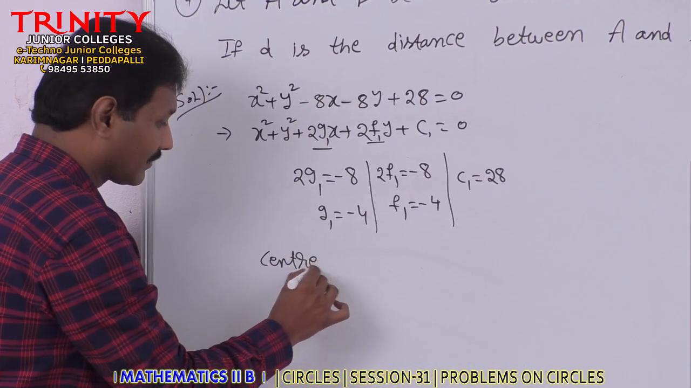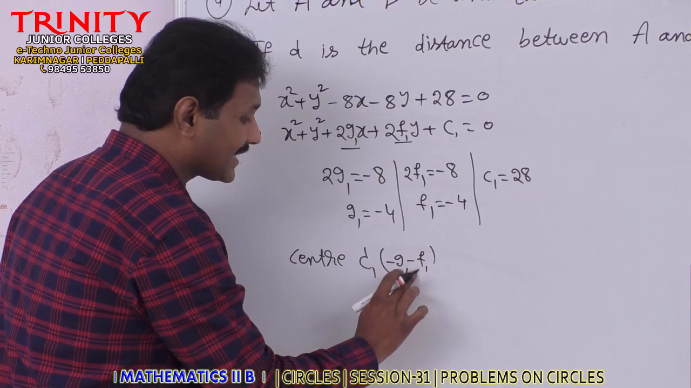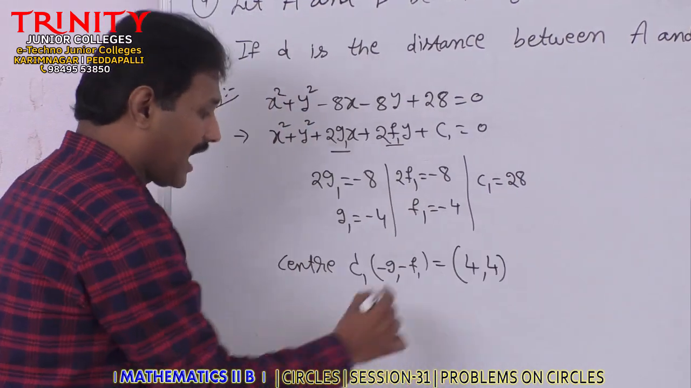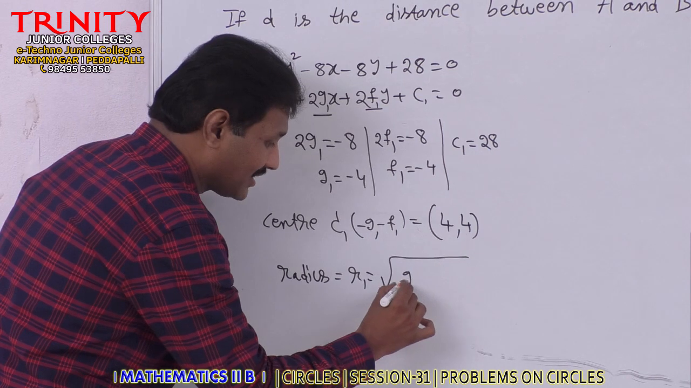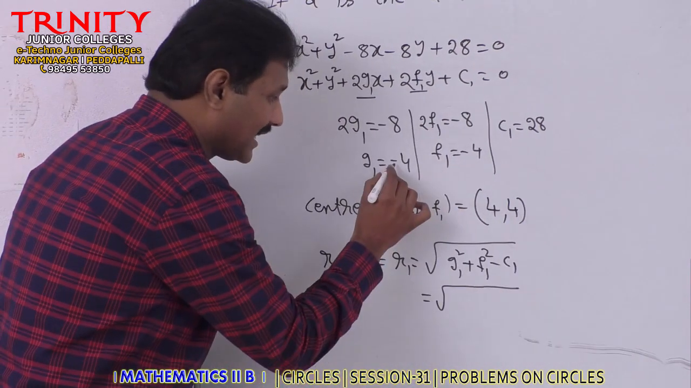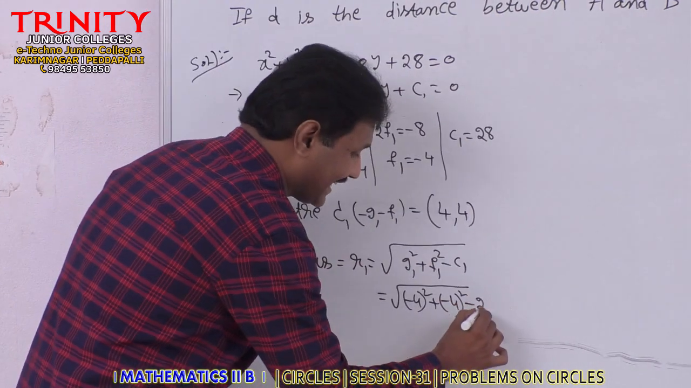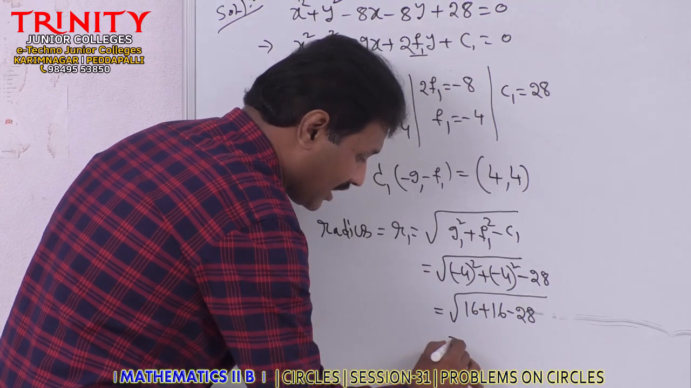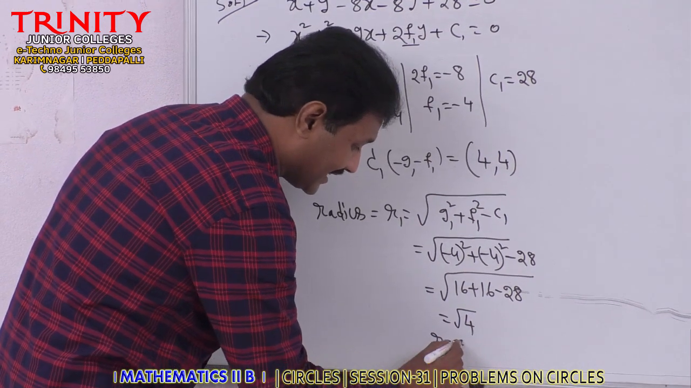The center of the circle is (-g1, -f1), which equals (4, 4). The radius of the first circle is r1 = square root of g1² + f1² - c1 = square root of (-4)² + (-4)² - 28 = square root of 16 + 16 - 28 = square root of 4. The radius of the first circle is 2.